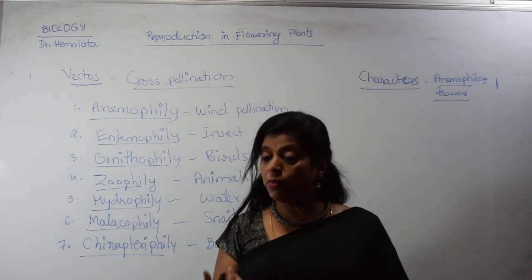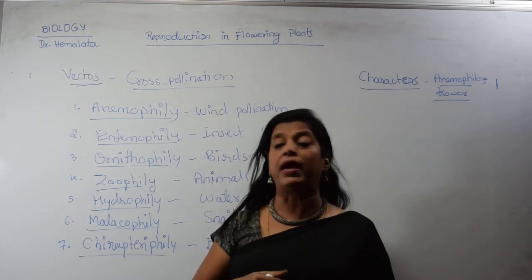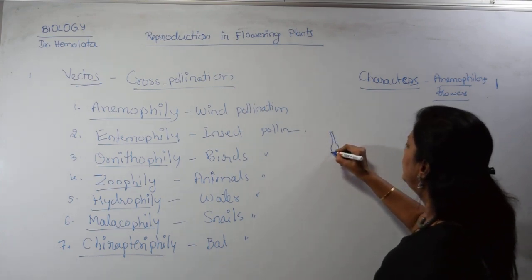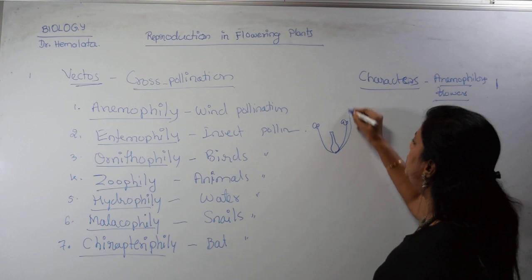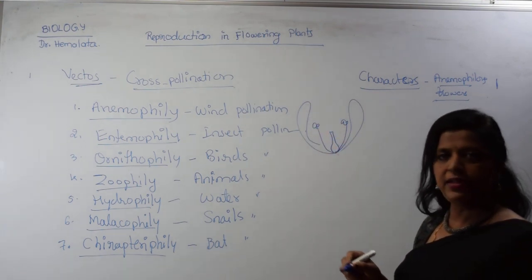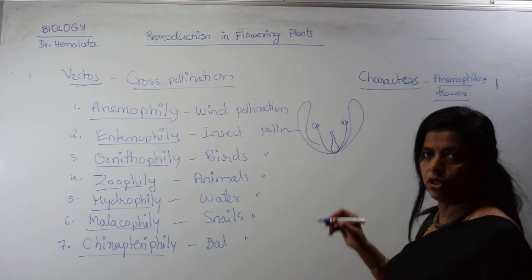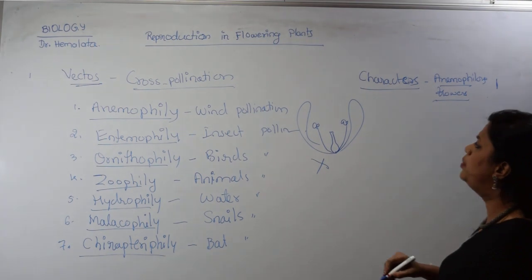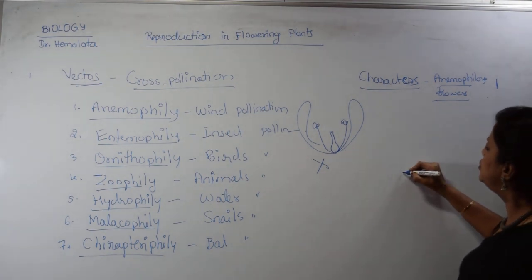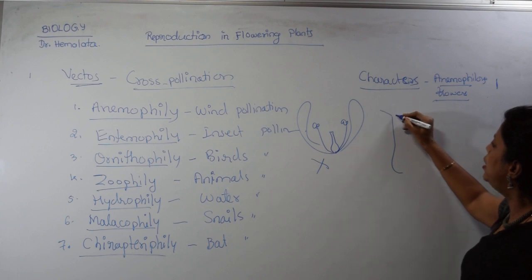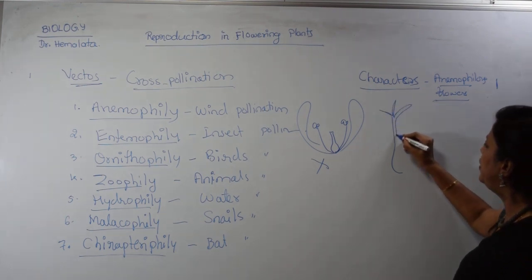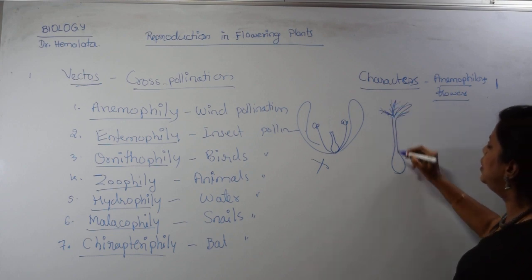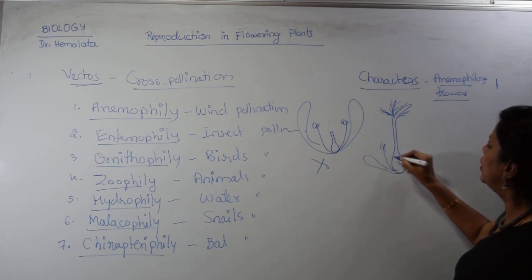But apart from that, the stigma should be projecting out of the flower. Suppose this is the flower, this is the anther, this is the petal, and the stigma is so far inside that it cannot get the pollen grains because it is deep inside. This is a wrong type of stigma character. The stigma should be exposed to air and should be hairy or feathery like this, or sticky, with the other parts below it.